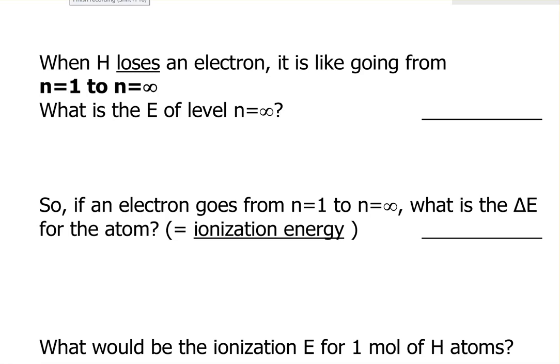Now we're going to look at the energy of an electron when it totally leaves the atom, not just going up to a higher energy level, but totally leaving. And so that would be kind of like it going to n equals infinity, up to a higher and higher number until it has totally left. So let's consider what happens to our equation.